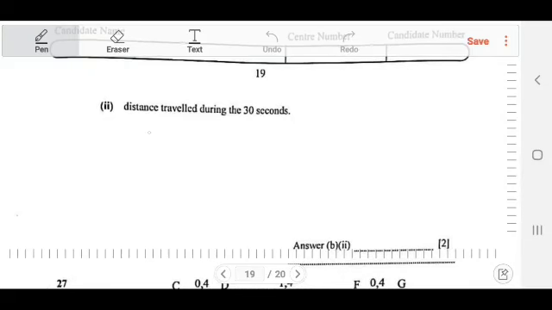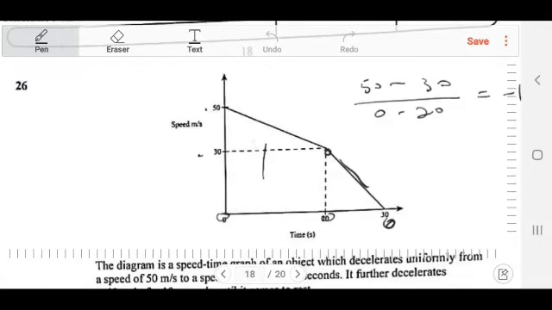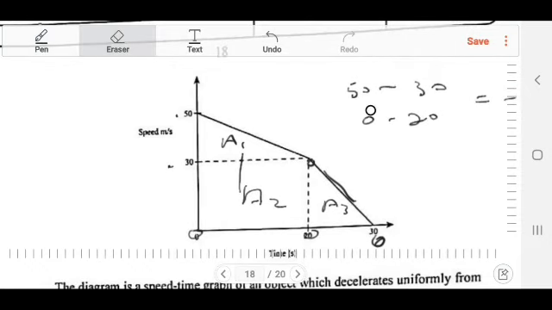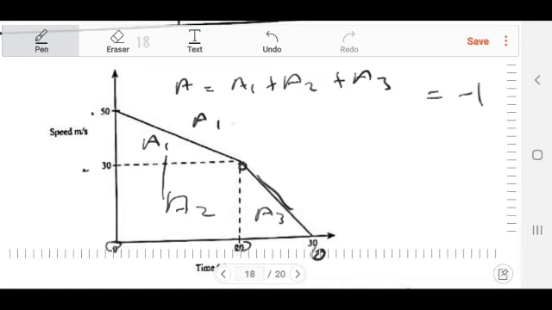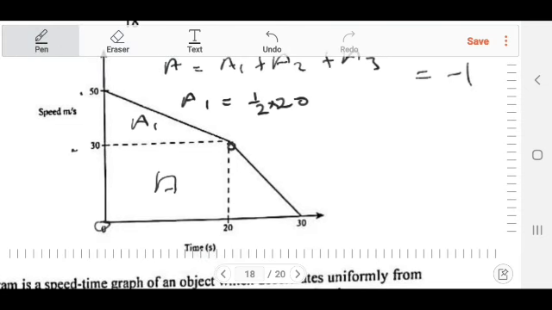Then item 3, we are supposed to calculate the distance traveled, and the distance traveled is equal to the area under the graph. So we can have A1 here, A2 and A3. Then we're going to add these areas. Let me do it here, because I need to be seeing this area. So A equals A1 plus A2 plus A3. What is my A1? It equals half base, which is 20. Our height is from 30 to 50, which is 20. So it's going to give us what?